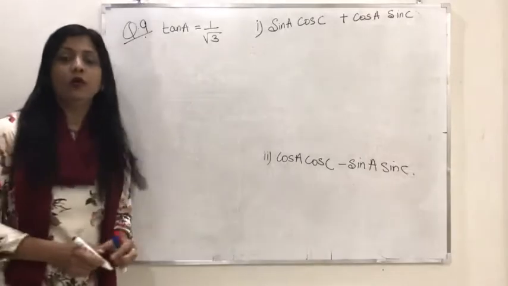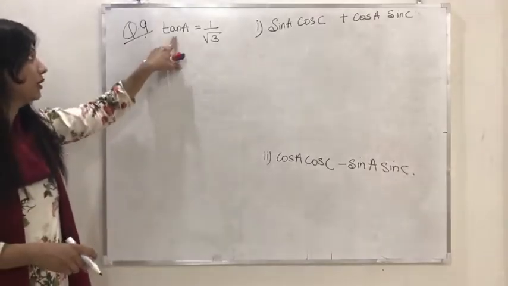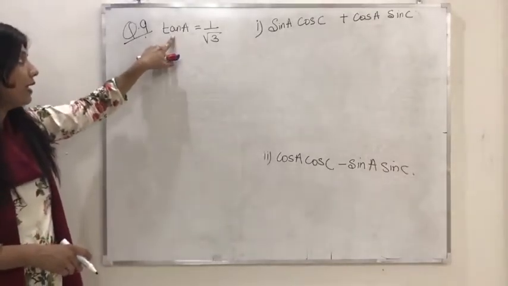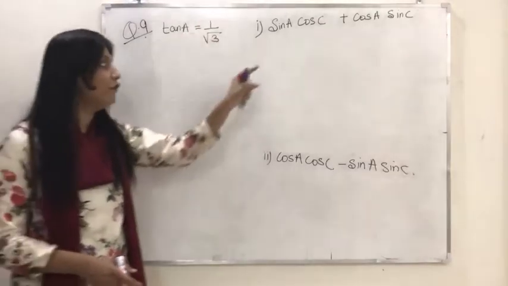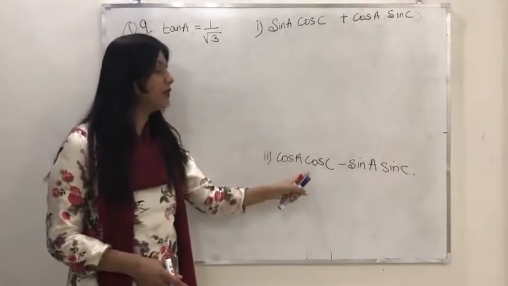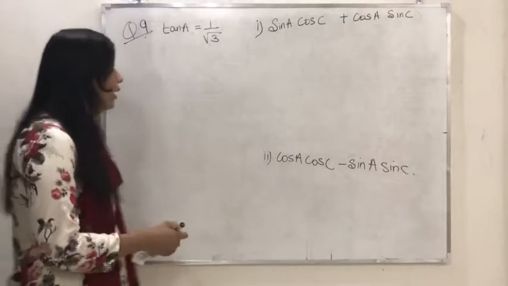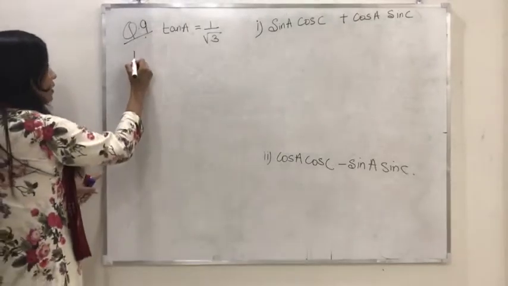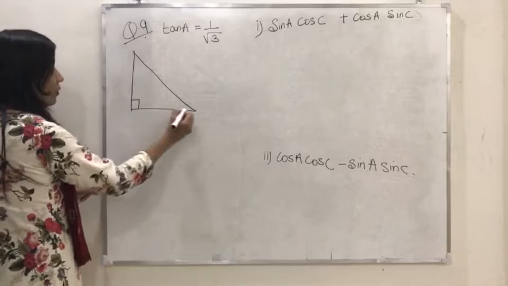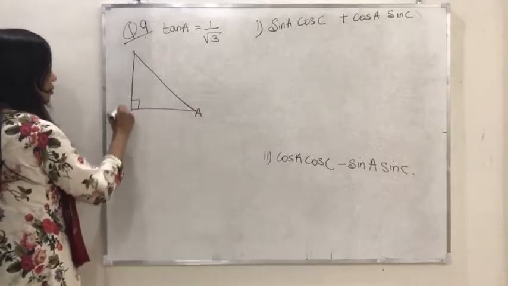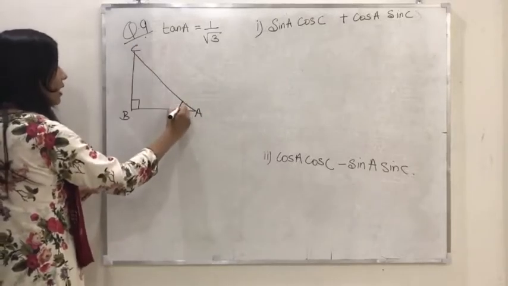So now let's see the next question. You are given tan A is equal to 1 upon root 3. You have to find the value of this and this. So how we will do this? First what we will say, suppose this is my triangle ABC. This is my angle A.